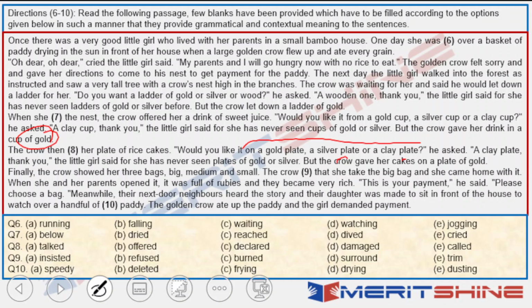Now, I'll just go to question number 8, options. The crow then talked her plate, no, doesn't make sense. Offered her plate of rice cakes, maybe. Declared does not make contextual sense. Damaged does not make contextual sense. Called does not make contextual sense. So only B can be the answer for question number 8.